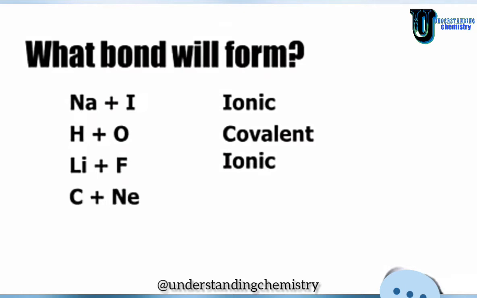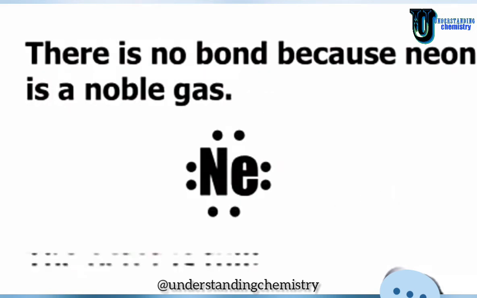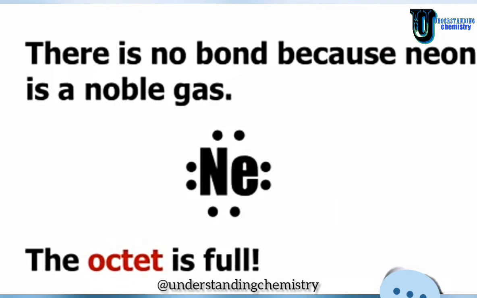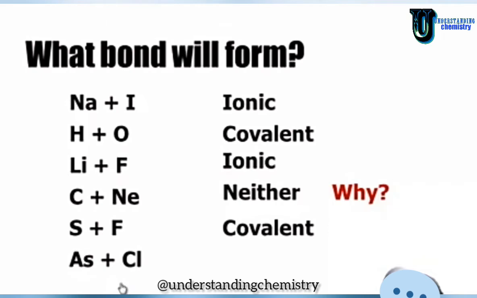How about carbon and neon? Neither. Why? Well, there's no bond because neon is a noble gas. The octet's full. It doesn't want a bond. It doesn't need electrons. Doesn't want to give up electrons. Then we have sulfur and fluorine, covalent, and arsenic and chlorine, covalent and somewhat ionic.